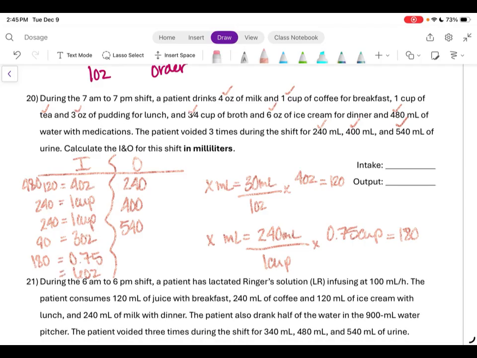So 6 ounces down here is also 180. And all we do is right here, if I just change the 4 ounces to 6, this becomes 30 times 6. So this is 180.